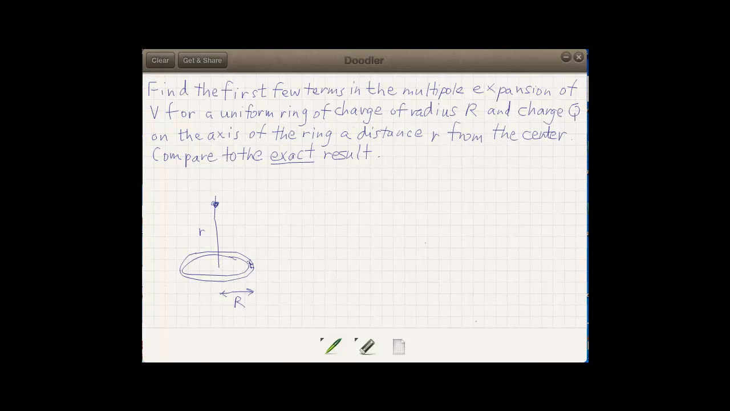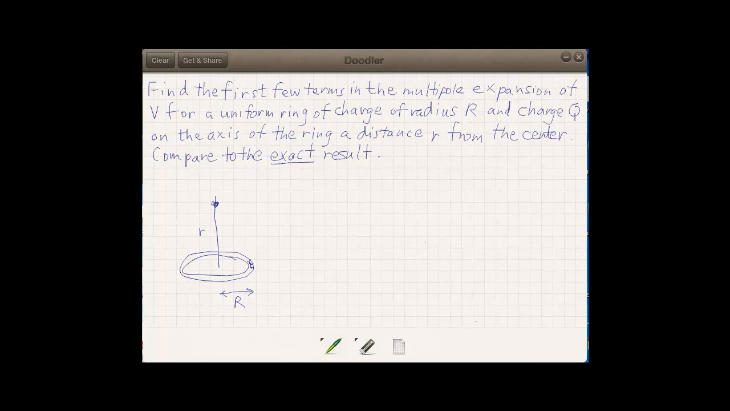I'd like to work out an example involving the multipole expansion for the electrostatic potential of a charge distribution. I hope that this will show you how this expansion can be useful in a practical problem and indeed how to do the calculations. So you can see that the problem amounts to finding the first few terms in the multipole expansion of V for a uniform ring of charge that has radius r and charge q.